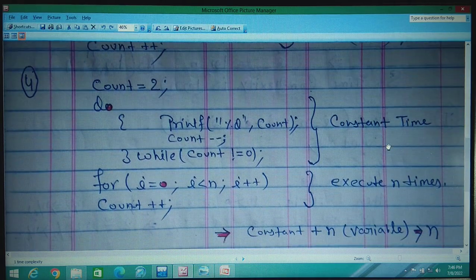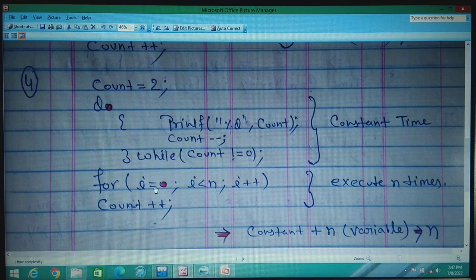Now the fourth example, this is the best example. At first we have written count is equal to 2. Then we are using a do while loop: do, printf count, count minus minus, while count is not equal to 0. It will work in constant time. Maybe we can also replace this value. In this condition it will be constant time. At first it will print 2, then 1, then 0. Means it will print 2 and 1, two times. Otherwise it is constant time if I change the value.